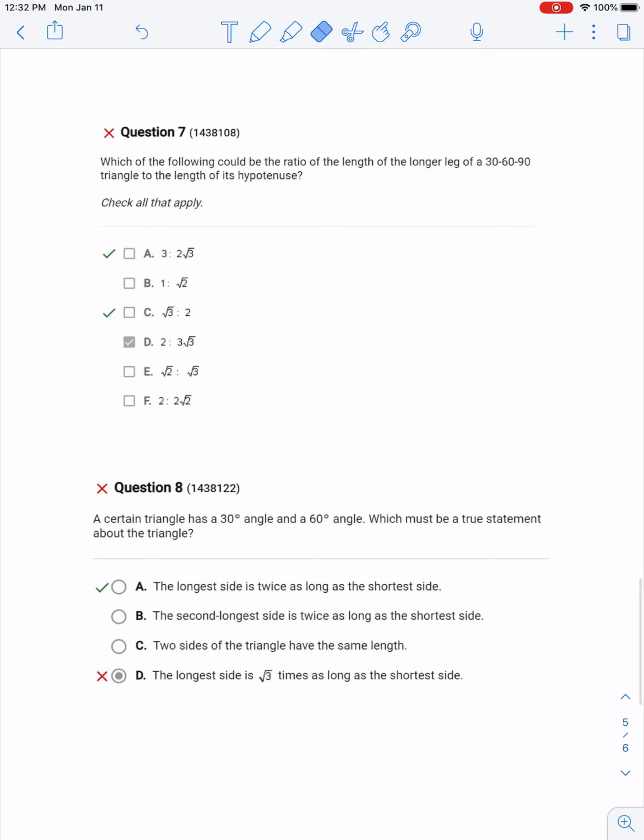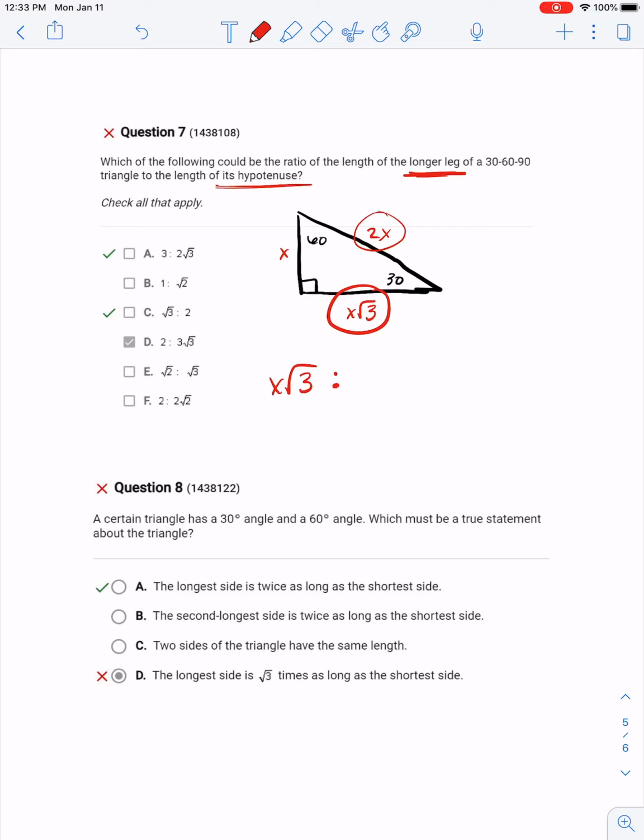Number 7, which of the following could be the ratio of the length of the longer leg of a 30, 60, 90 triangle to the length of its hypotenuse? Okay, so again, we're going to draw this one more time. So you've got 90, 30, 60, and then we know this is x square root of 3, and 2x. This time it says the longer leg, which would be this one, x radical 3, to the length of its hypotenuse, 2x. So x radical 3 to 2x.